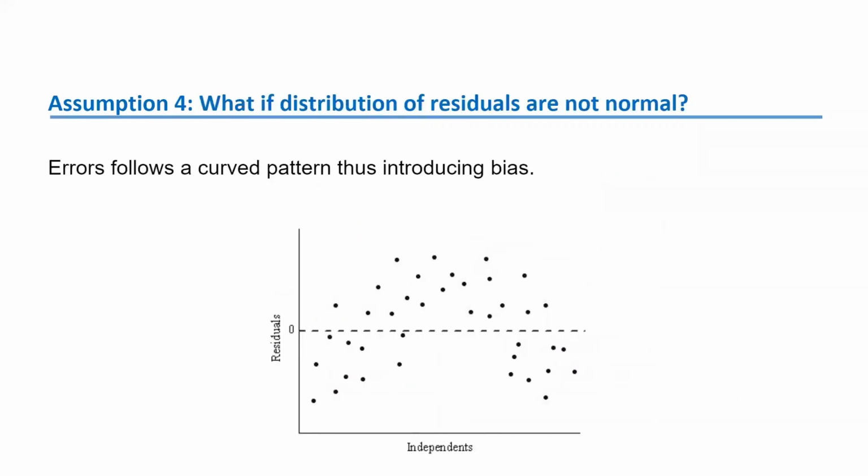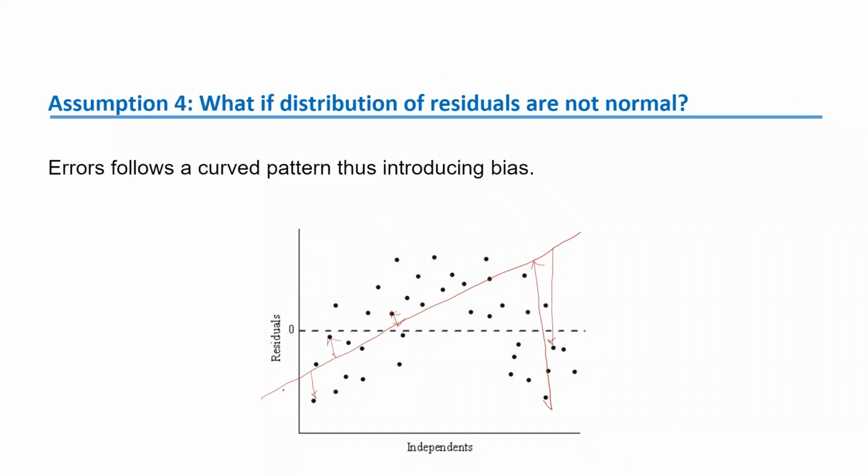If the data follows a curved pattern, what will happen is, if you draw a line, here the difference between the observed value and the predicted value is very high. Here it is very low, here it is again low, but these points have high error. This will introduce bias in your data.